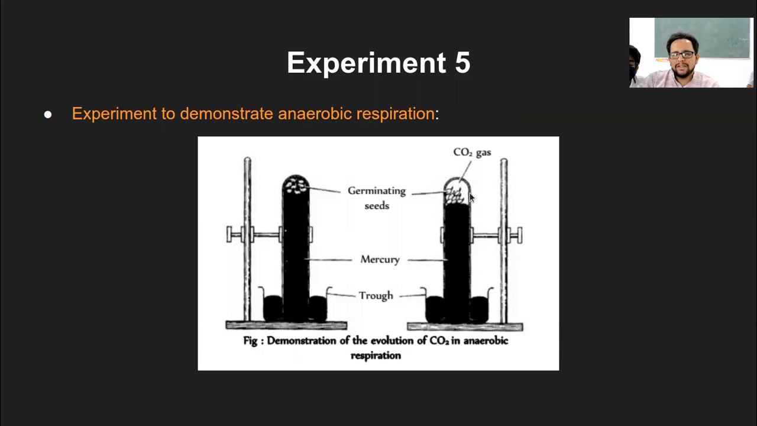Or you decant this carbon dioxide, remove the mercury, and decant the carbon dioxide into the lime water solution. You should again get turbidity, and that is an indication this is CO2, and that's why the seeds are germinating. So that's it. These are the experiments. Does anyone have any question?